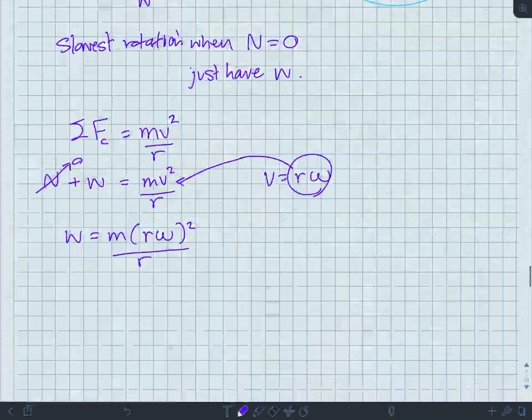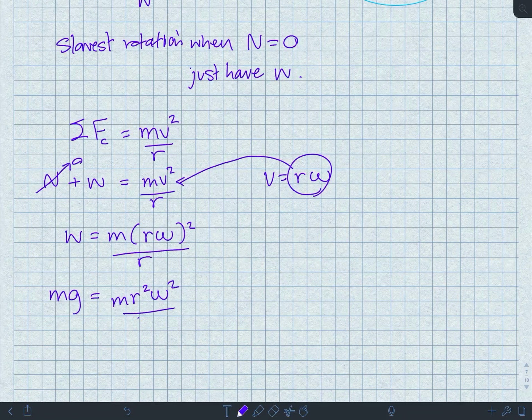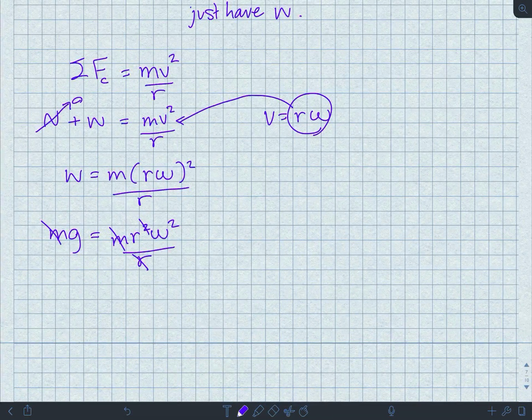I'm going to substitute mg for the weight. This is the mass of the water, by the way. And then over here we get this, and we get one of the r's to cancel. We get the m's to cancel. And if we solve this for omega, which is what we're trying to find, it's going to be the square root of g over r.